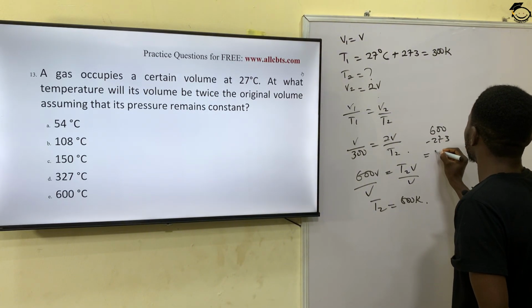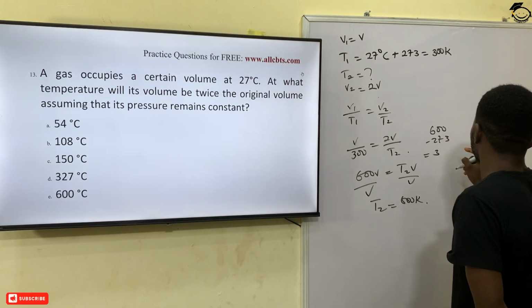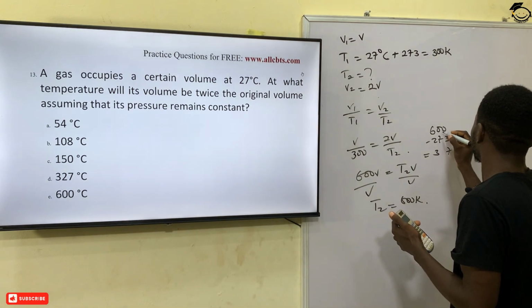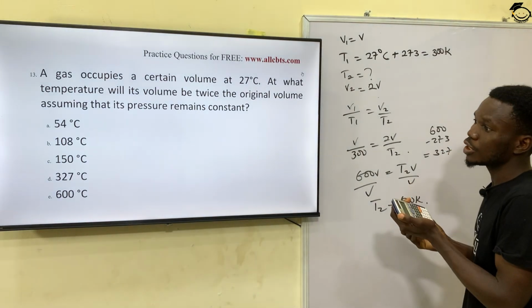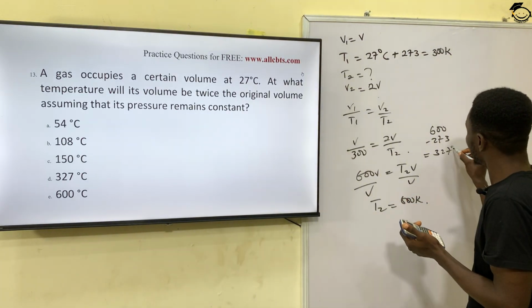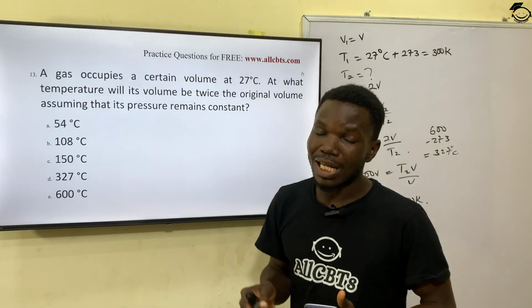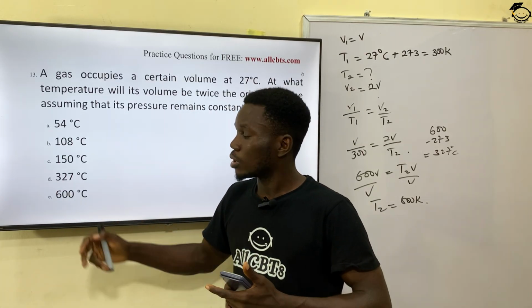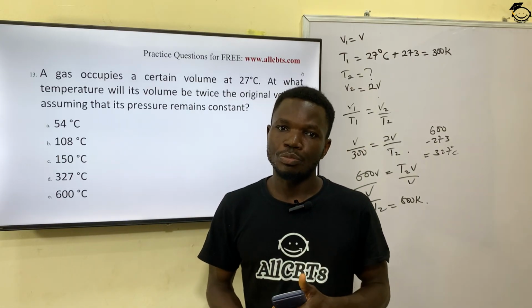So that will give me 327. So at the end of the day, I have 327 degrees Celsius. It means that so long as the volume is doubled, your new temperature will be 327. So at 327 degrees Celsius, your volume will be doubled.